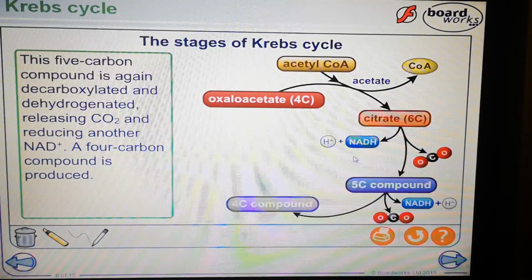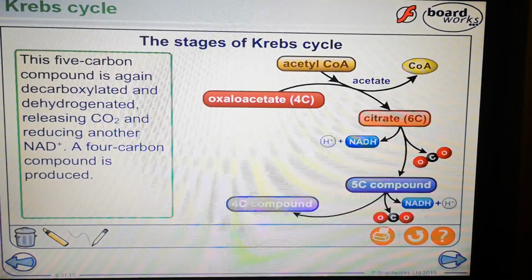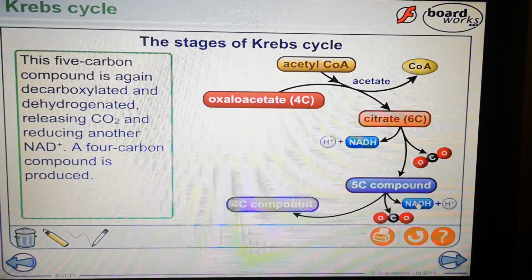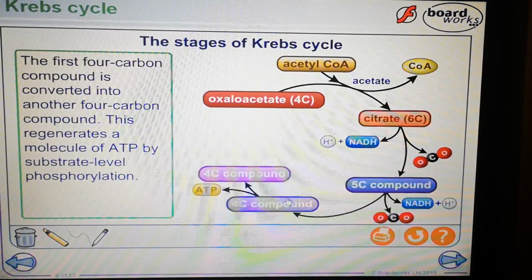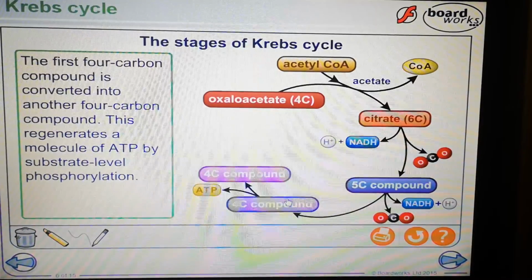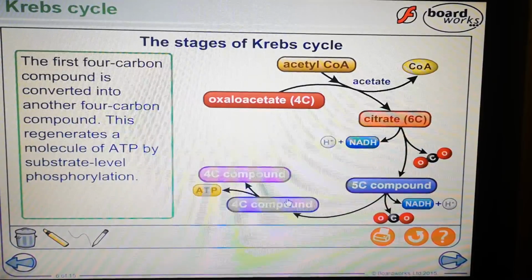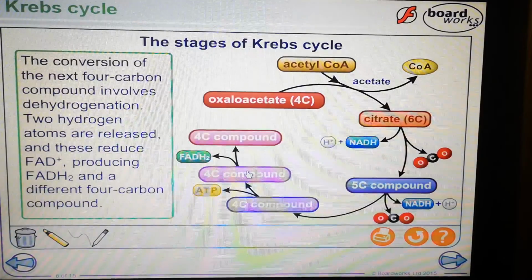Incidentally, it's a coenzyme NAD here and also there that's going to be picking up those hydrogens, and therefore they're going to become reduced NAD. You'll have a look in the next stage, oxidative phosphorylation, what happens to those reduced NADs. This 4-carbon compound is going to then go on and lose a phosphate, and that phosphate is going to be picked up by a molecule of ADP, therefore turning into ATP, and you already know that that's what we call substrate level phosphorylation.